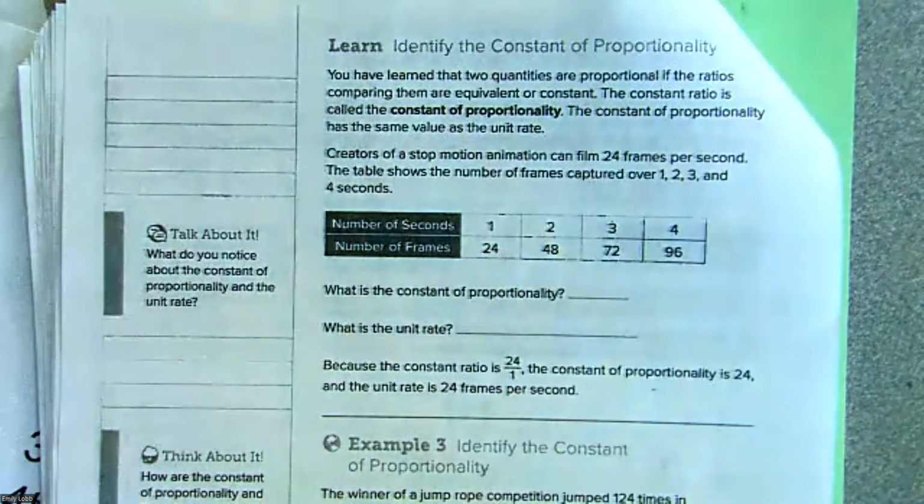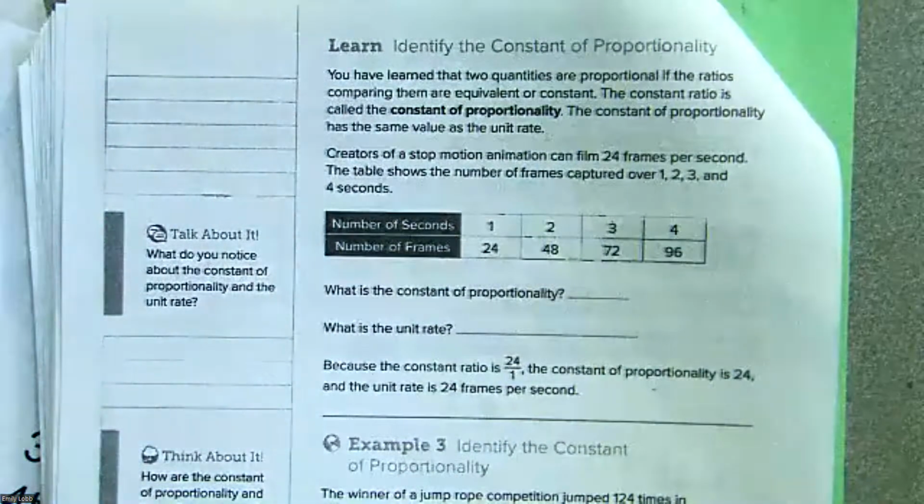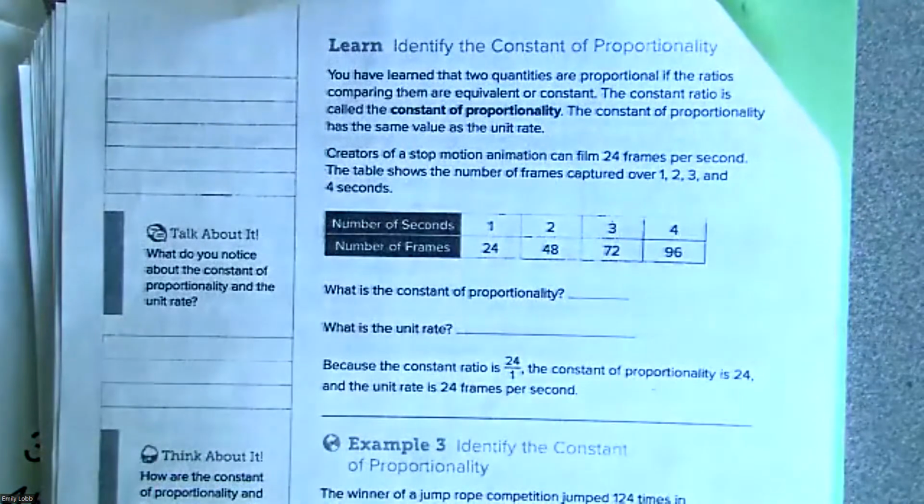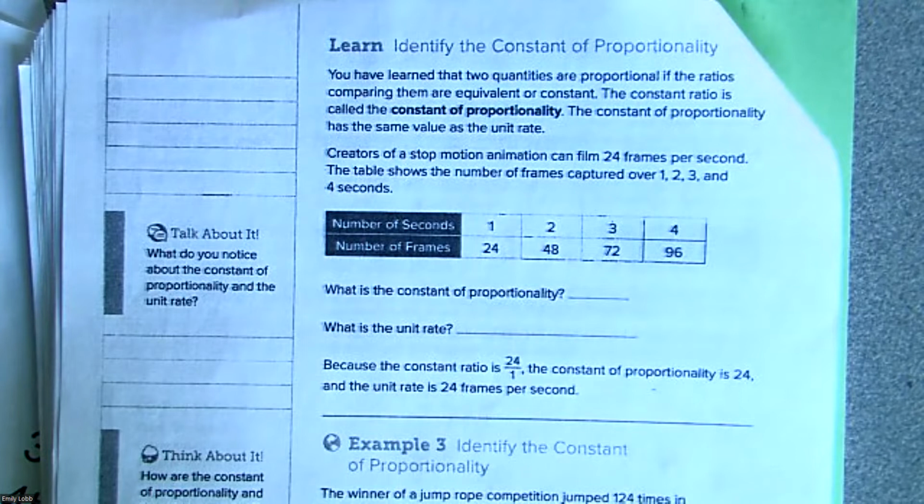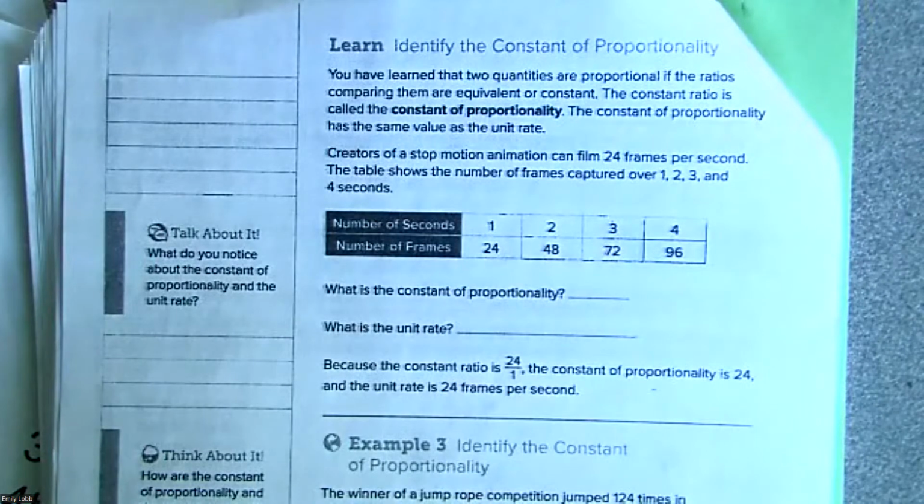So we've learned that two quantities are proportional if the ratios comparing them are equivalent or constant. So the constant ratio is called the constant of proportionality. We've been talking a lot about constant of proportionality. The constant ratio is called the constant of proportionality. The constant of proportionality has the same value as the unit rate.